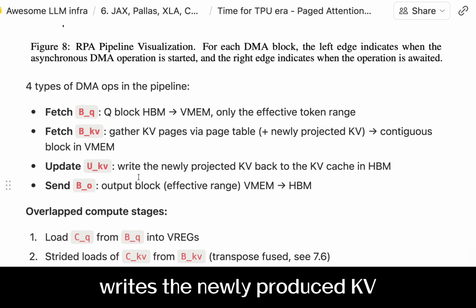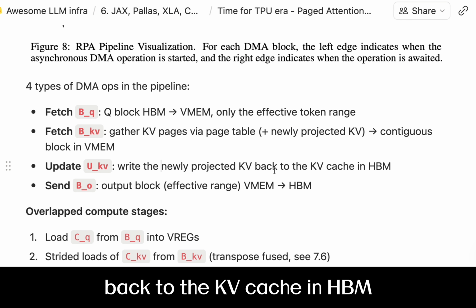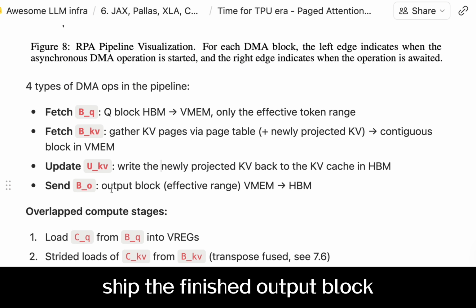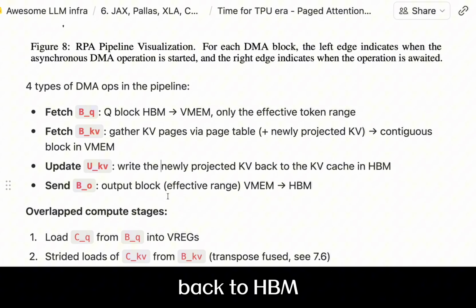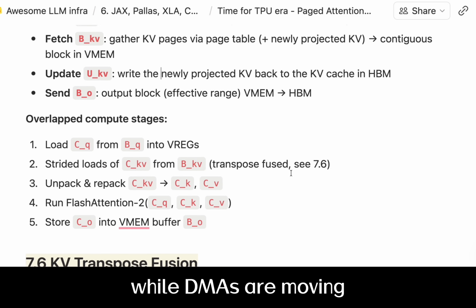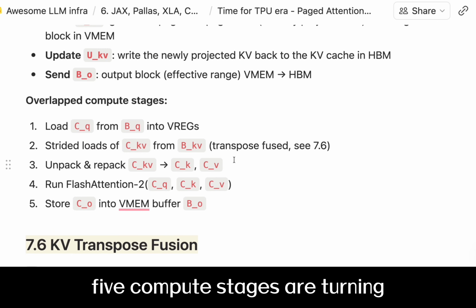Update UKV: write the newly projected KV back to the KV cache in HBM. And finally, send BO: ship the finished output block back to HBM. While DMAs are moving, 5 compute stages are turning.